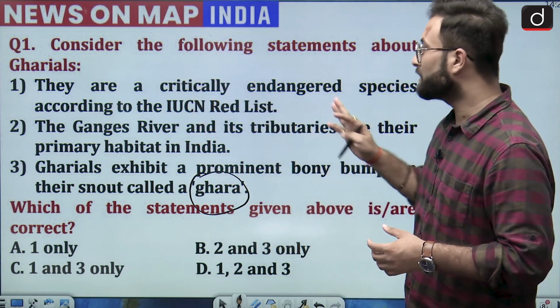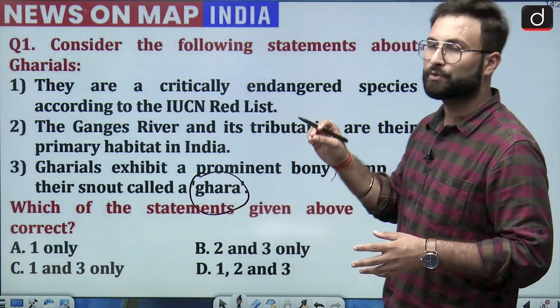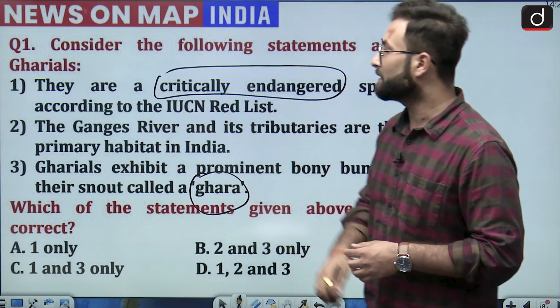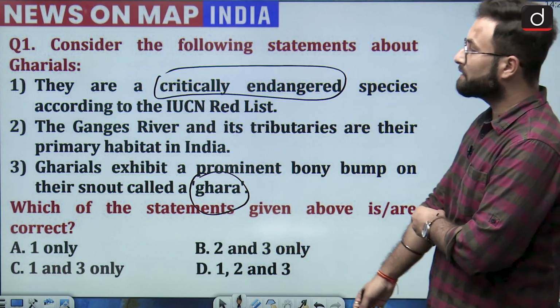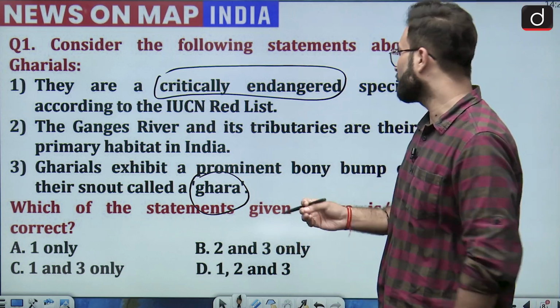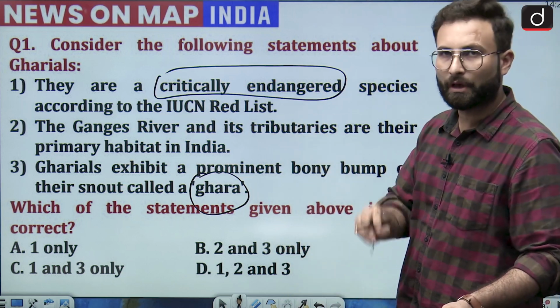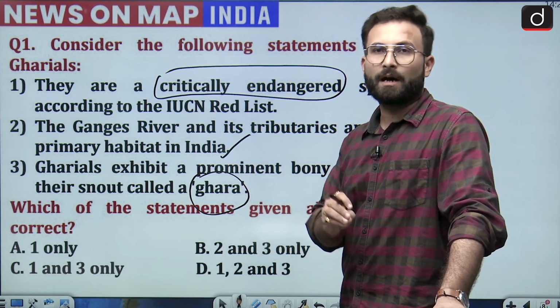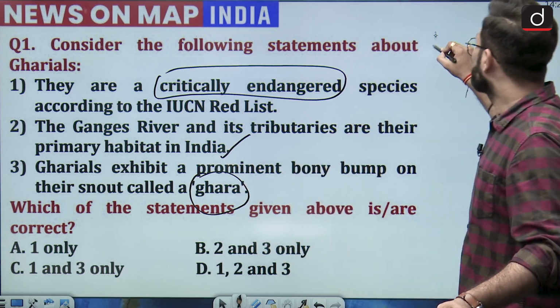Now coming to the statements one by one. When we are talking about their IUCN status, obviously they are critically endangered. Now talking about the second statement, that the Ganges river or the Ganga river and its tributaries are their primary habitat in India. As of now, in the present, yes, this statement is correct. In the past they were also found in the Brahmaputra river.